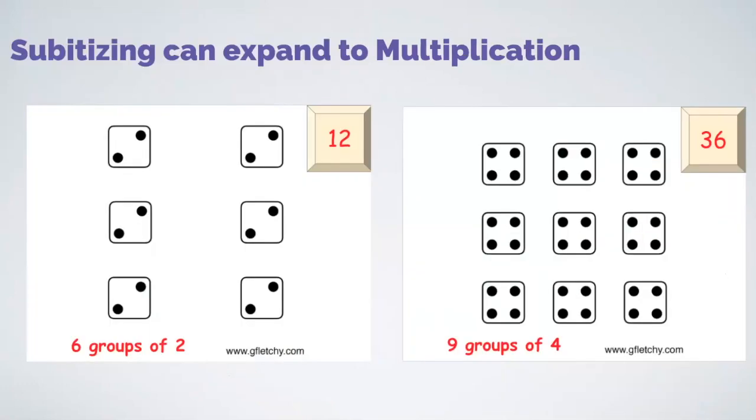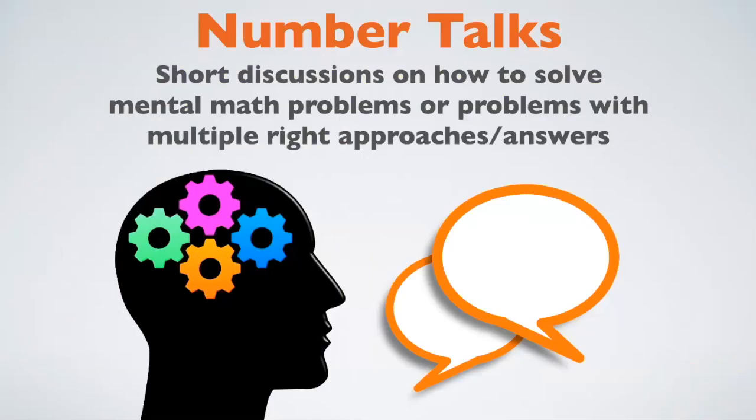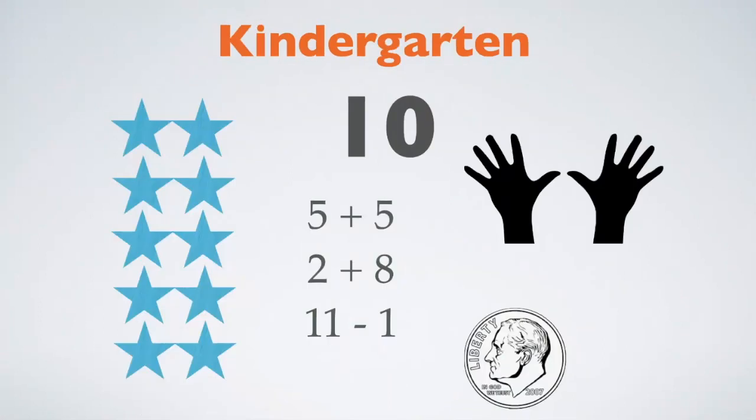The great thing about subitizing is how it can expand to multiplication as well. Graham Fletcher has a wonderful website with subitizing for multiplication flashcards. These help students see equal groups. Number talks, short discussions on how to solve mental math problems or problems with multiple right approaches and answers, are a great way to help students verbalize their mental calculations and mathematical thinking.